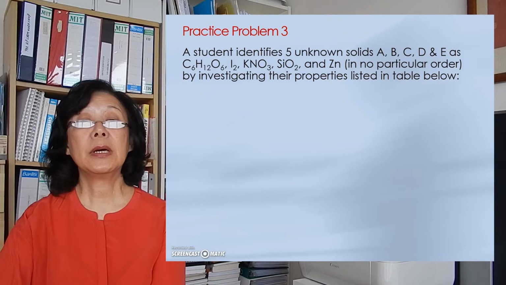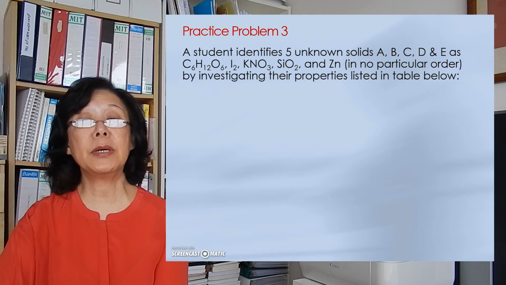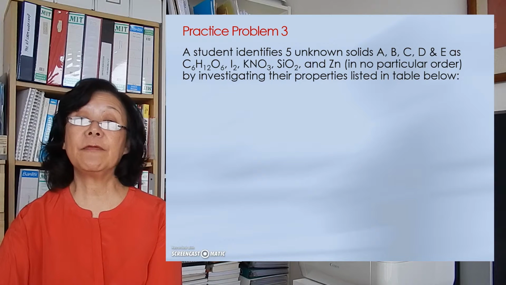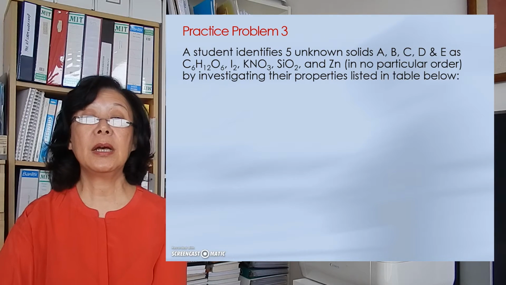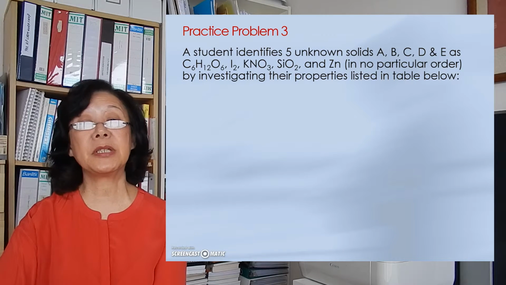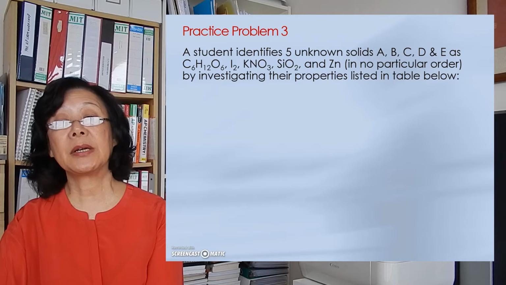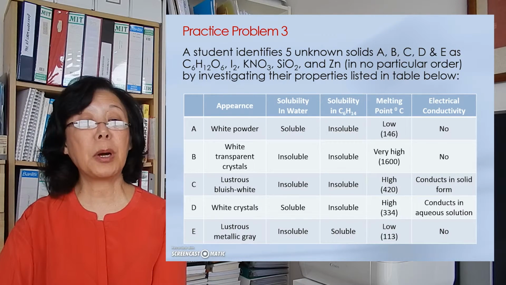Problem 3. Now this is related to a lab that you might have done to determine intermolecular force or intramolecular bonding based on a set of properties. There are 5 solids A, B, C, D, and E. And they are glucose, iodine, potassium nitrate, silicon dioxide, and zinc in no particular order. And we come up with the following properties.